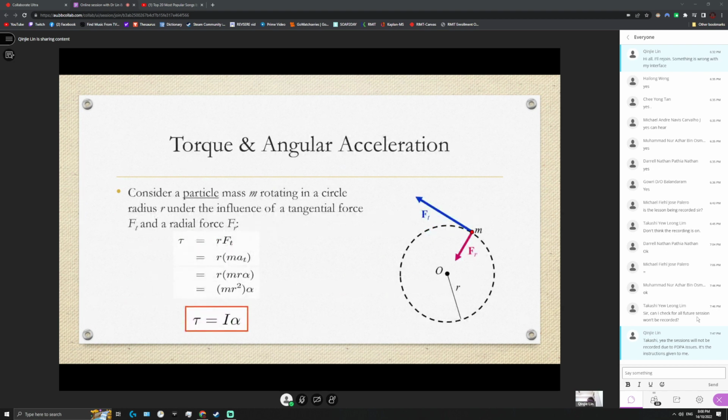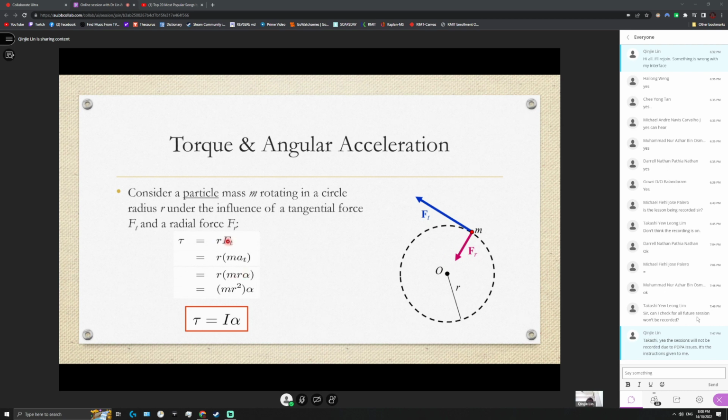Okay, so now we consider a particle of mass m rotating in a circle of radius r. Down here, imagine we have this mass m, it's rotating like this with the radius r. We have a tangential force here, and because it's a circle, we have a radial force. So the torque is causing the rotation. The torque will be your Ft times this distance. Ft is the force causing the rotation times the radius, which is the distance. So we will have your r times your Ft.